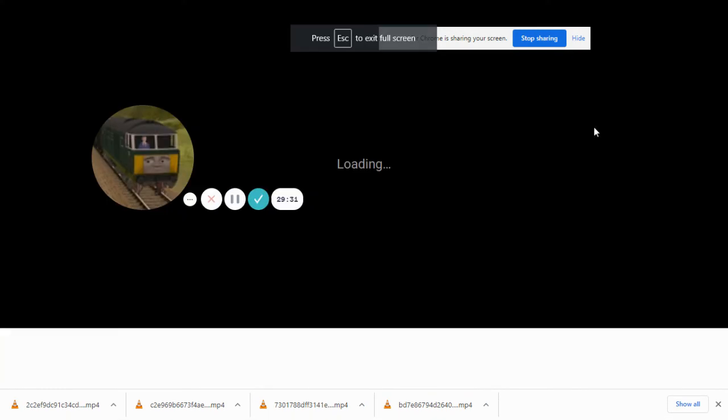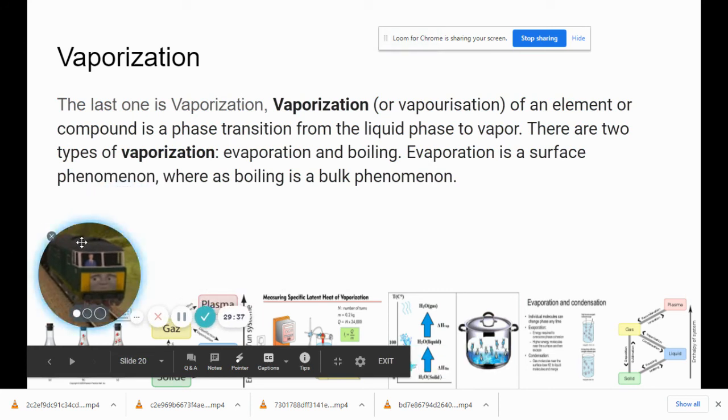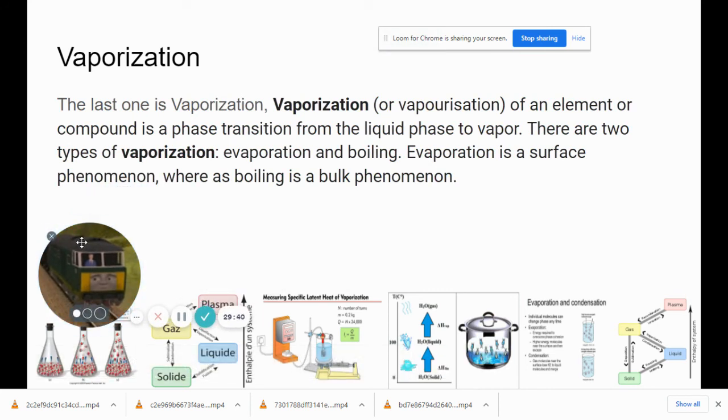All right, last one, vaporization, which can be the water vapor. The last one is vaporization. Vaporization of an element or compound is a phase transition from the liquid phase to vapor. There are two types of vaporization: evaporation and boiling, which can be explained in other parts too.